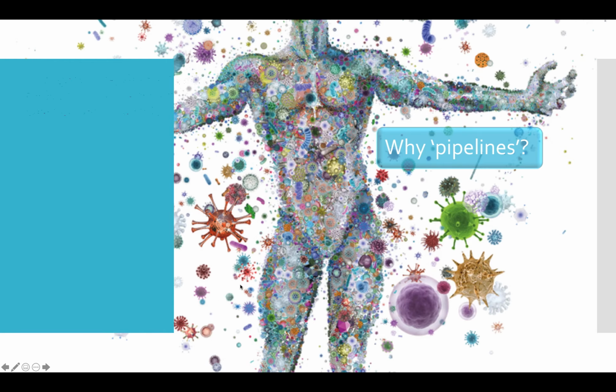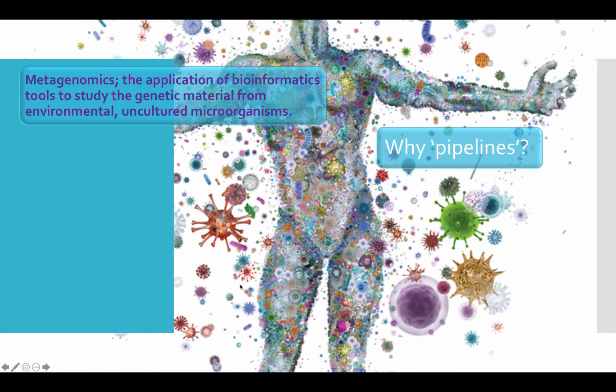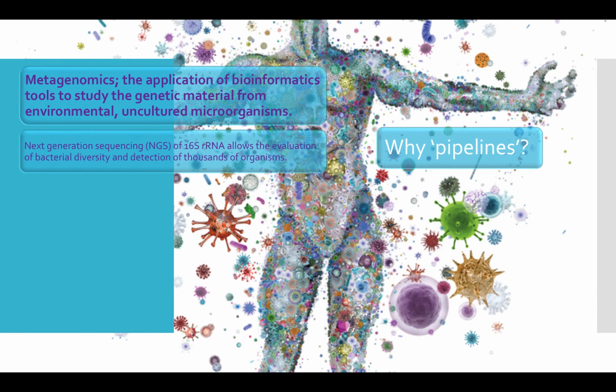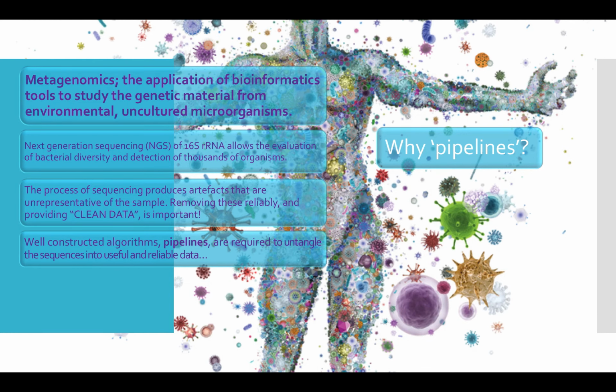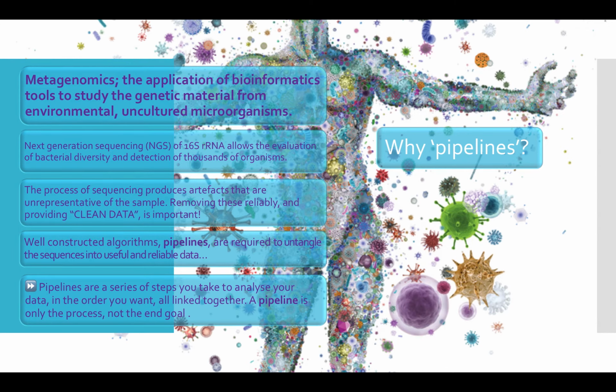So why pipelines? Well, in the field of metagenomics, we use tools to study the genetic material from environmental uncultured microorganisms through next generation sequencing. In this case we use 16S RNA, which allows us to see the bacterial diversity and detect thousands of microorganisms. The process of sequencing produces artifacts that are unrepresentative of samples, and these have to be removed reliably to provide clean data for studies. This uses well-constructed algorithms or pipelines that untangle the sequences into useful and reliable data.